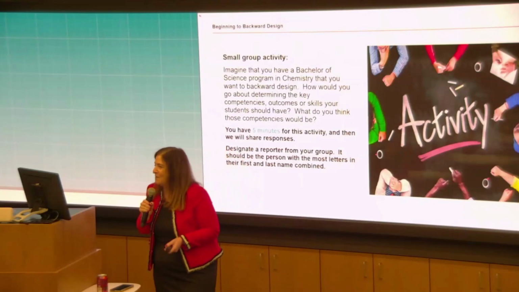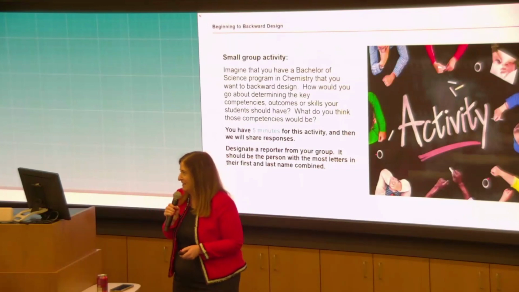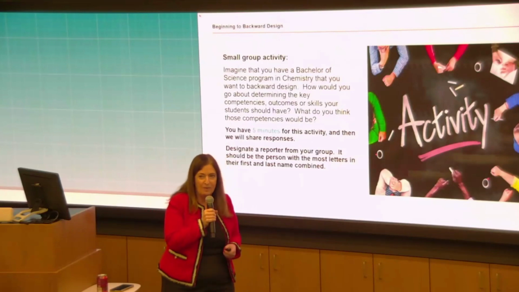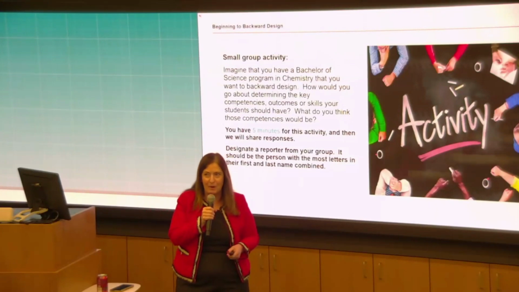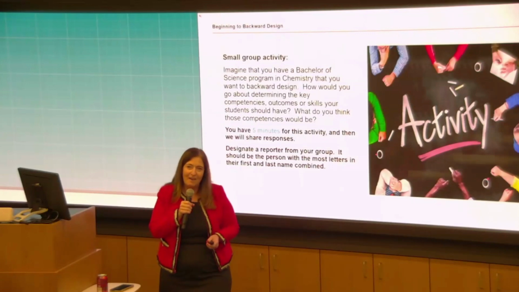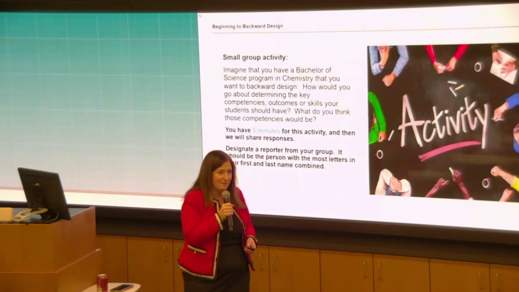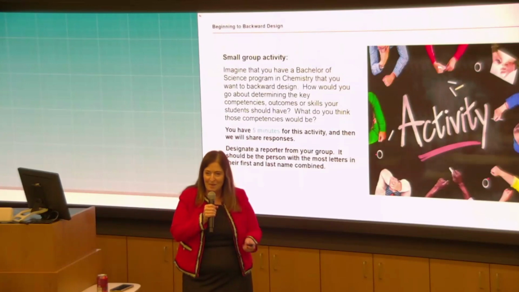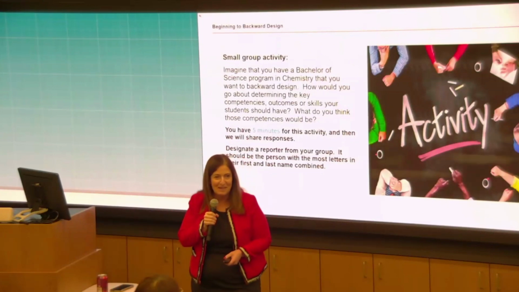So how would you, if you wanted to backward design a Bachelor of Science in Chemistry, and I'm not asking you to come up with outcomes, but how would you go about determining what those core competencies would be for that program? How would you figure out what skills students should have? And then I'll ask you just to maybe take a guess at what might be some core competencies for those students. I'll give you 5 minutes on that, and then we'll come back and talk together. We don't need a reporter because I can just stand here and listen to you and summarize at the end.